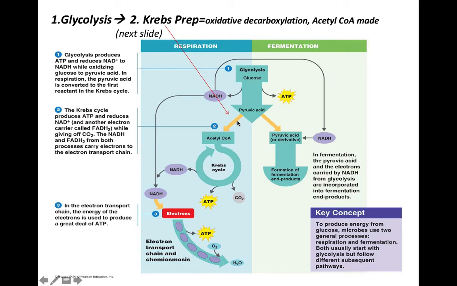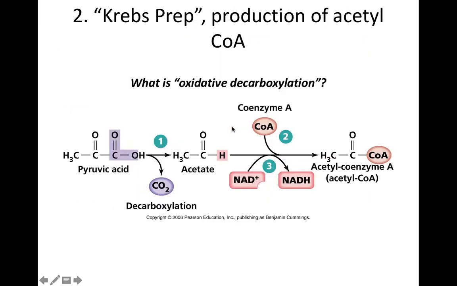So this next step, folks, links glycolysis to the Krebs cycle. I'm going to call this the Krebs Prep, or the production of acetyl-CoA. So let's take a look at this linking step right here. This would be stage 2, the Krebs Prep. And here's our pyruvic acid, folks, the end product of glycolysis. And you'll see there's some really neat things happening in this Krebs Prep.